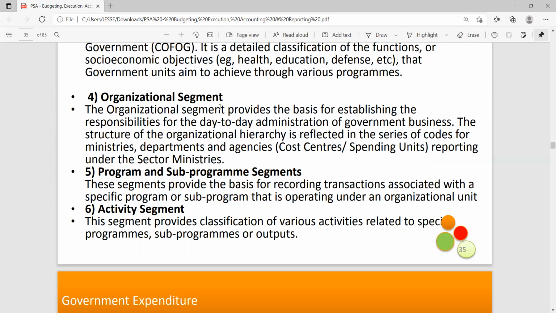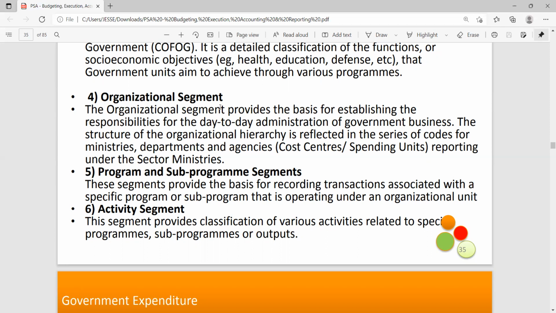So the organizational segment basically provides the basis for establishing the responsibilities for the day-to-day administration of government business. So when you think organizational segment, think about administration of government business.